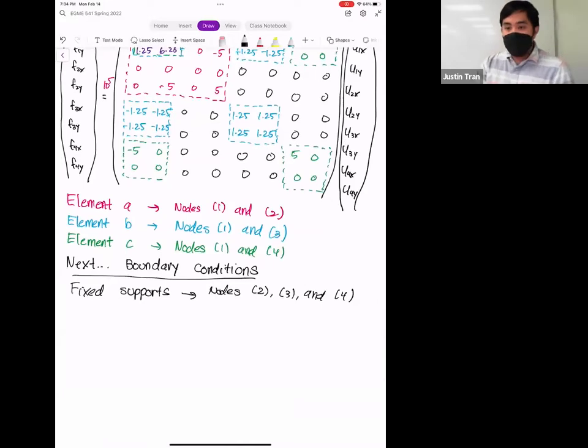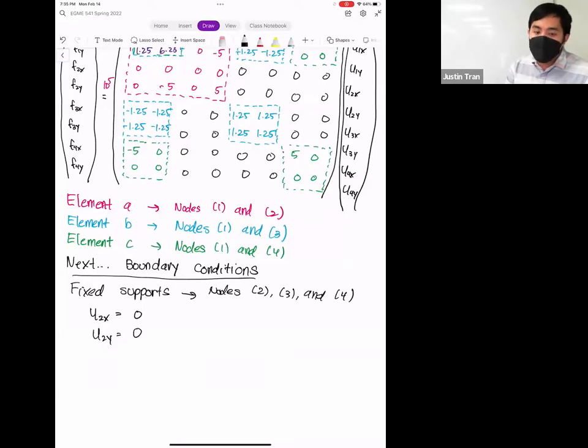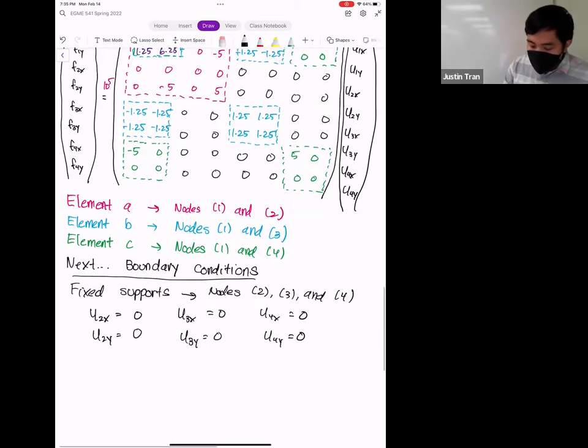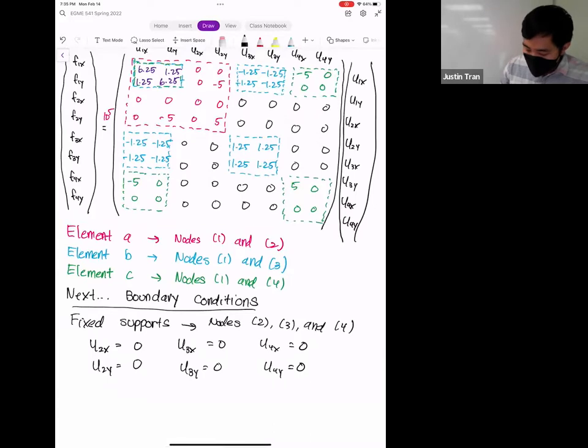Okay. With nodes 2, 3, and 4 fixed, all of their displacement components are 0. It's taking us longer to do it here just because we're talking through every step. If you knew every step and just wrote it through, that would save you some time too. With nodes 2, 3, and 4 fixed, all those components are going to be 0.